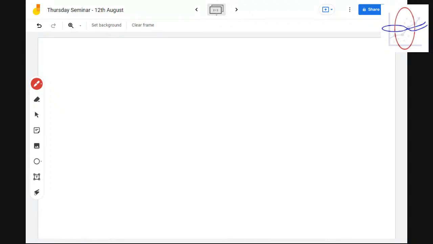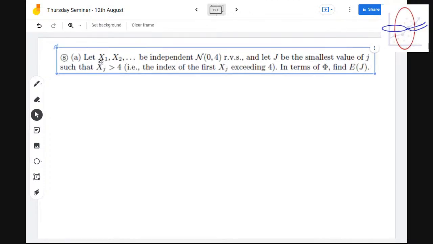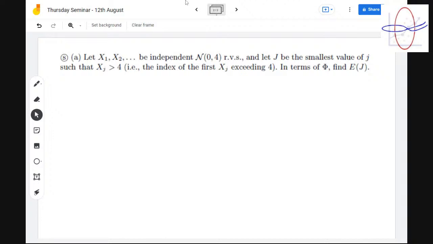So this is one of the problems. Let's do it. I'm not assuring it from this idea, but let's see. x1, x2, and so on are IID normal 0, 4 random variables, and J is another random variable, which is the smallest index such that xj is greater than 4 for the first time.